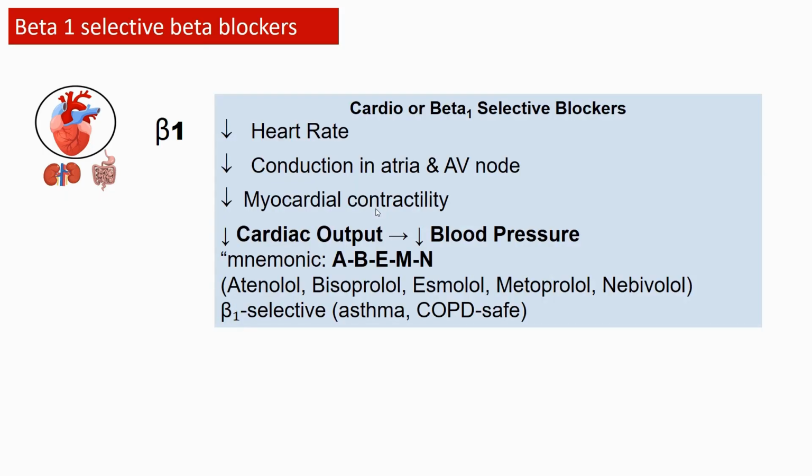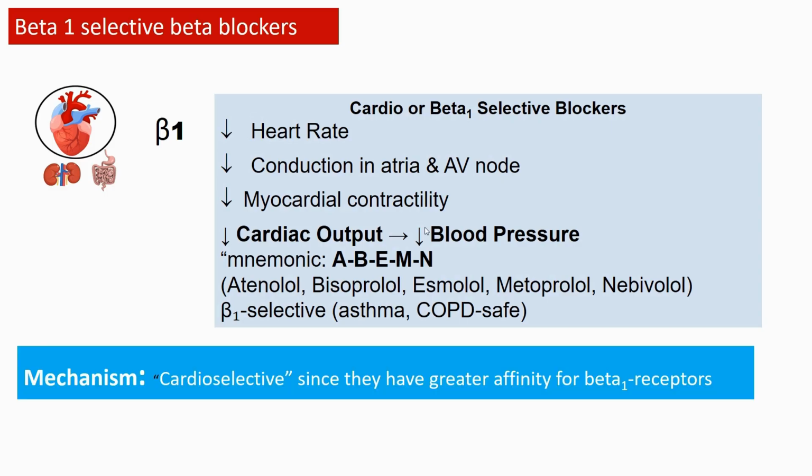So beta 1 blockers primarily act on the cardiac beta 1 receptors, thus they lower the heart rate, conduction, and myocardial contractility, which overall helps in lowering blood pressure.